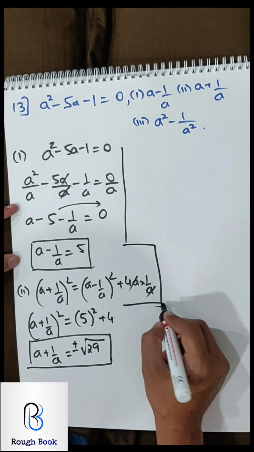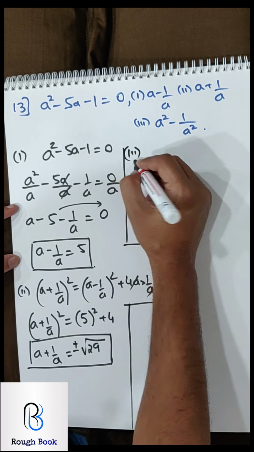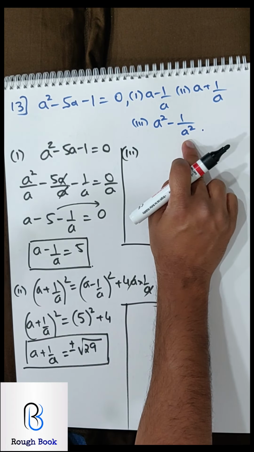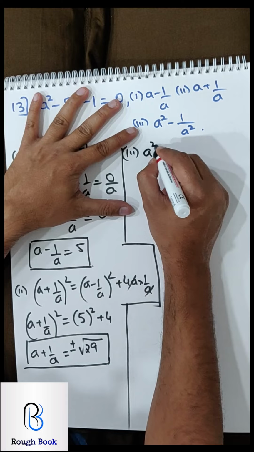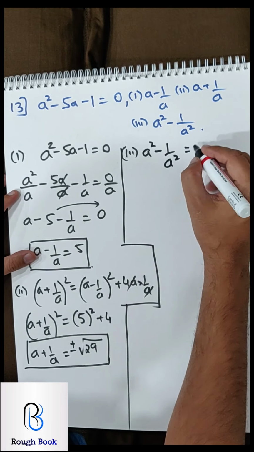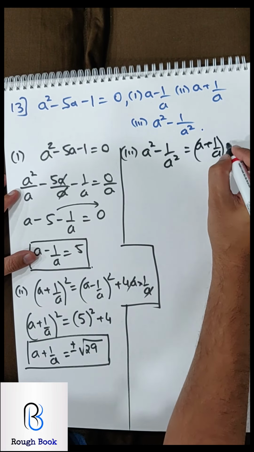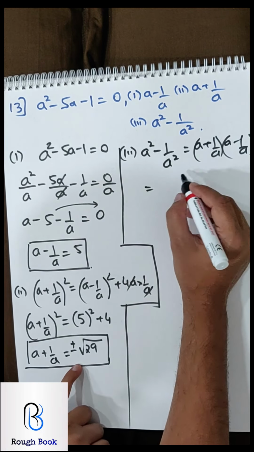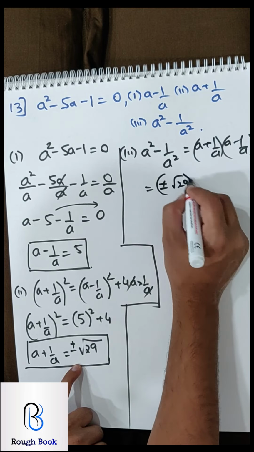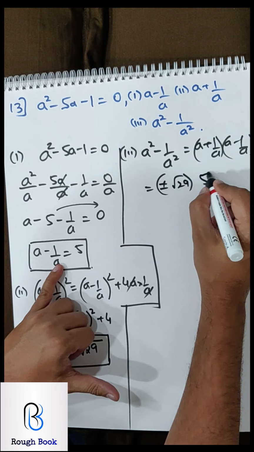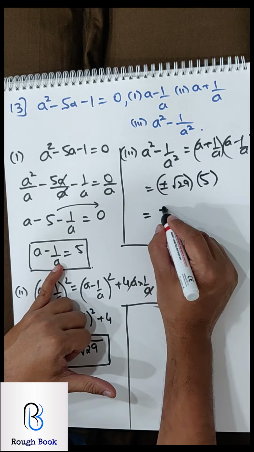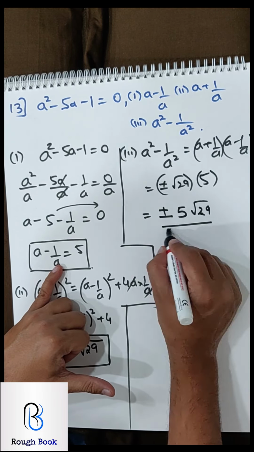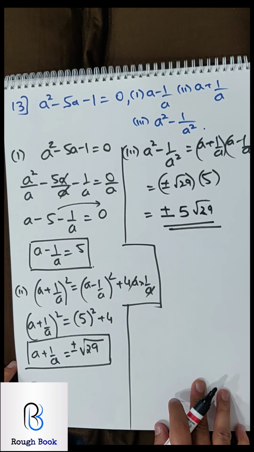For the third part, a square minus 1 by a square. So we know whenever there is minus with squares, it is a plus b, a minus b. So a square minus 1 by a square is a plus and a minus. So a plus 1 by a is plus minus root 29 and a minus 1 by a is 5. How will I write this entire thing? First the sign, then the number outside and then the number inside. So we managed to get the third part.